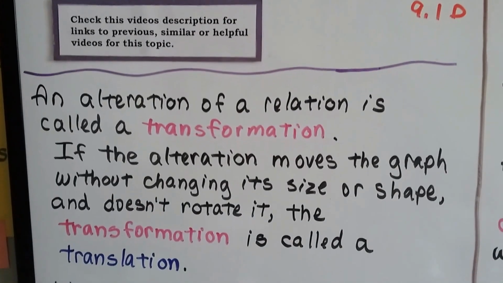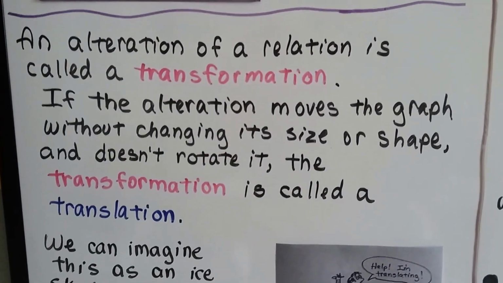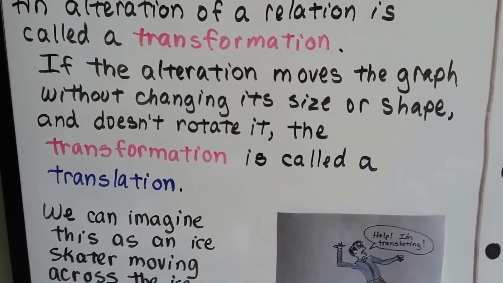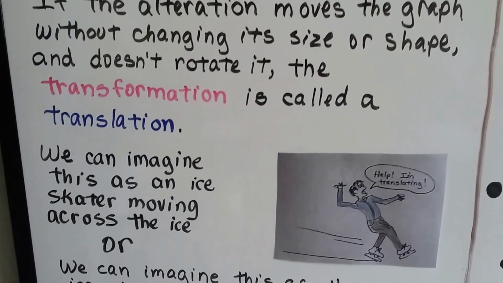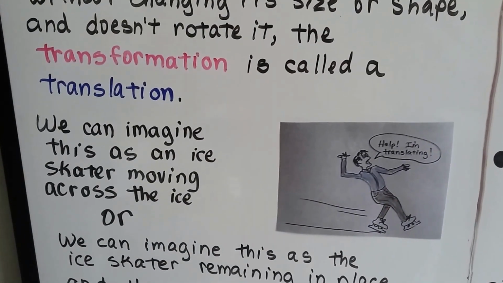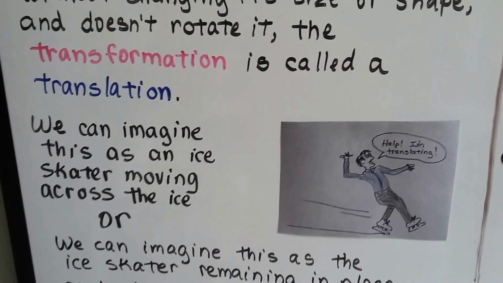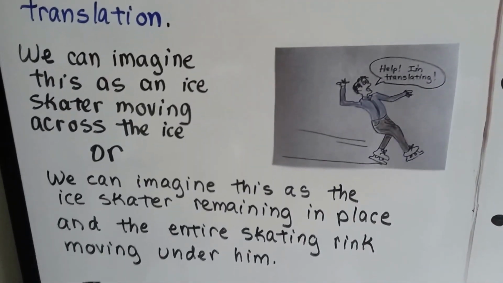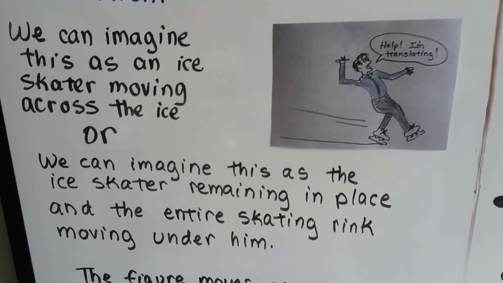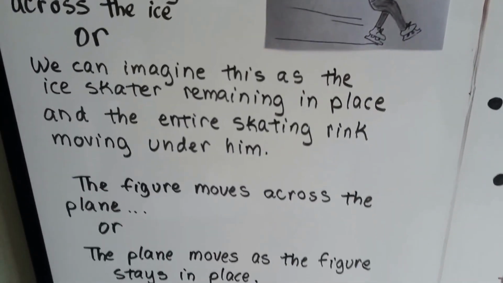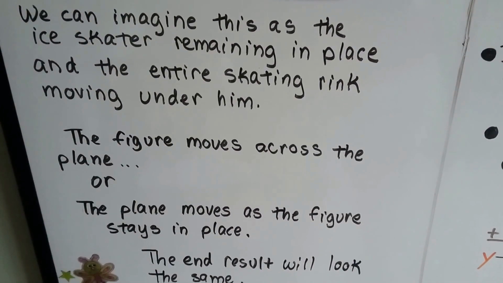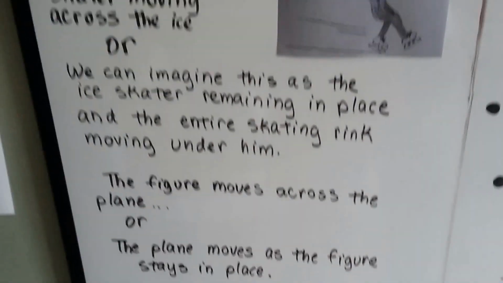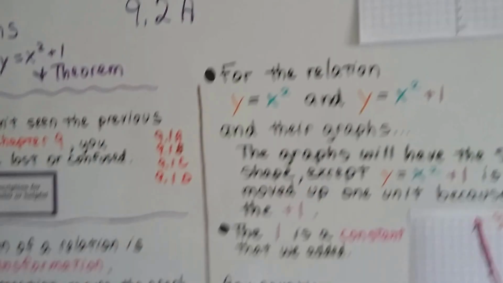An alteration of a relation is called a transformation, and if the alteration moves the graph without changing its size or shape and doesn't rotate it, the transformation is called a translation. We can imagine this as an ice skater moving across the ice. So he would be translating, he's sliding along. We can also imagine this as the ice skater remaining in place and the entire skating rink is moving underneath him. So the figure moves across the plane, or the plane moves and the figure stays in the same place. We're going to get the same result, okay? It's just easier to look at it as the figure moving across the plane.